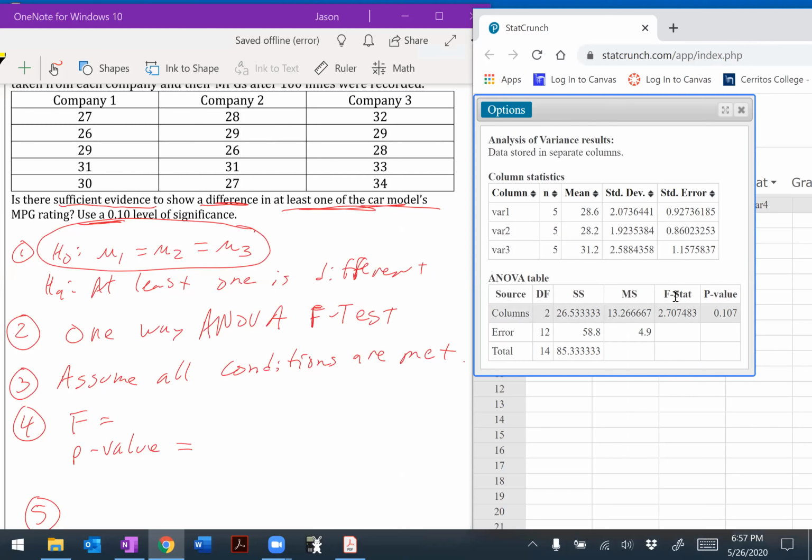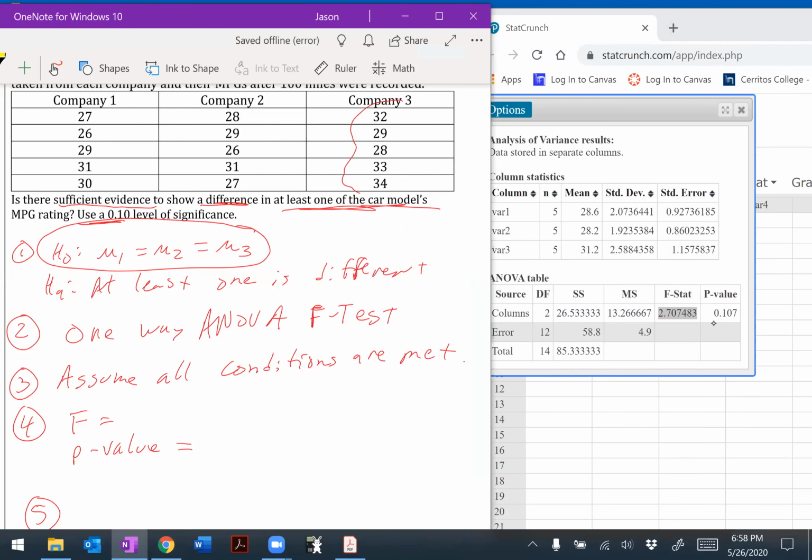What was my F statistic? My F statistic was actually kind of high. Not a lot of variation between or within. So this one seems to be maybe a little higher than the other ones. Well, I don't know, it all depends. But still, what's the outcome here?